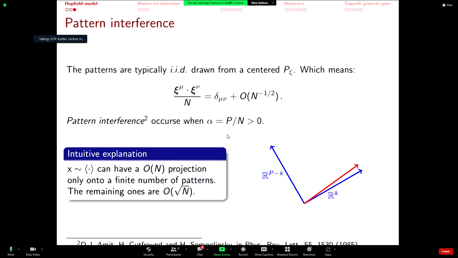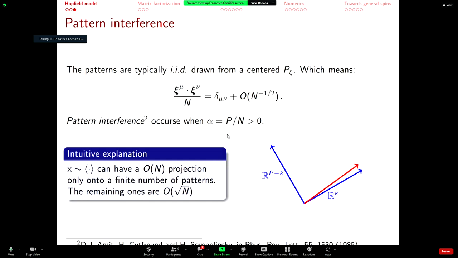And this is what pattern interference is, basically, because it is true that these off-diagonal contributions are small, but there are many of them. So when you sum them up together, you obtain something finite that you cannot neglect in this precise scaling. And this poses an intrinsic limitation to the number of patterns that you can store in the network, because it does not have infinite memory. The parameter that controls how many patterns you can store is this alpha, P over n, and the interesting regime is, of course, when p and n scale together to infinity, which means that p over n is a finite number, okay?